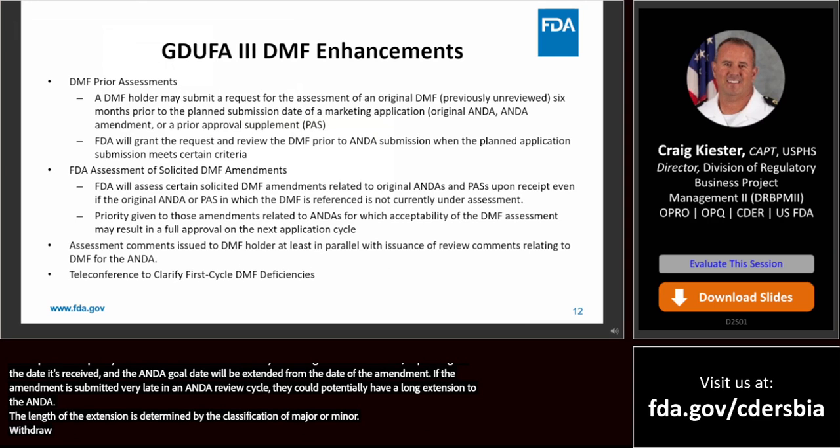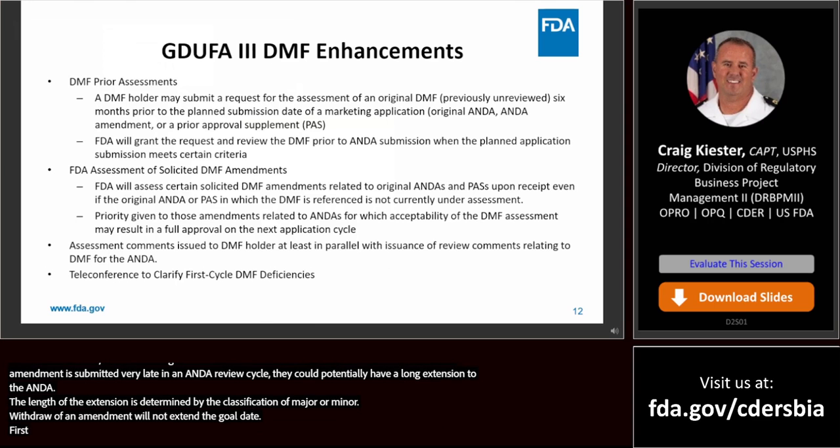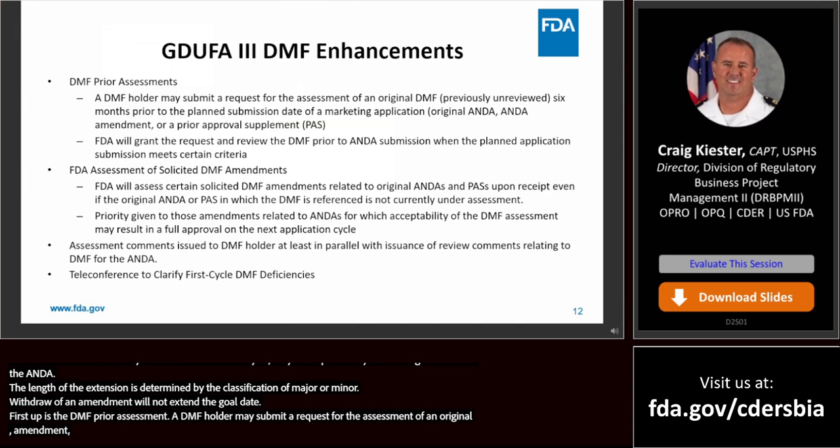So some GDUFA III DMF enhancements. So first up is a DMF prior assessment. A DMF holder may submit a request for the assessment of an original DMF previously unreviewed 6 months prior to the planned submission date of an ANDA. And that's for an original, an amendment, or a PAS. FDA will grant and review the DMF prior to ANDA submission when the planned application submission meets certain criteria.